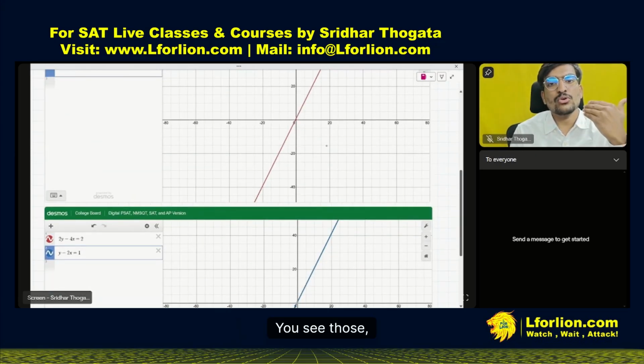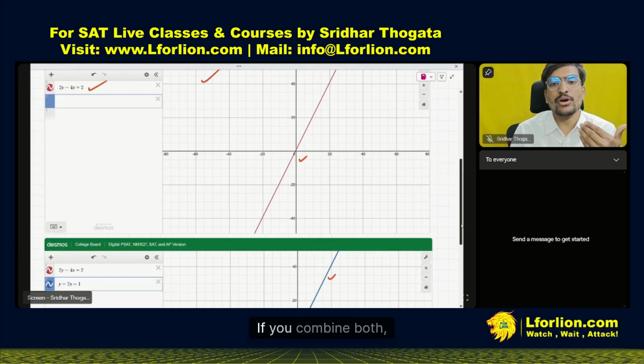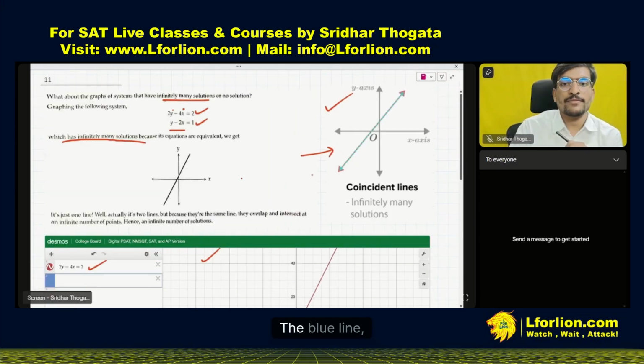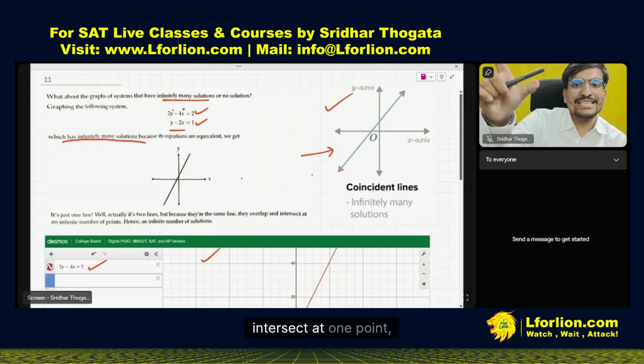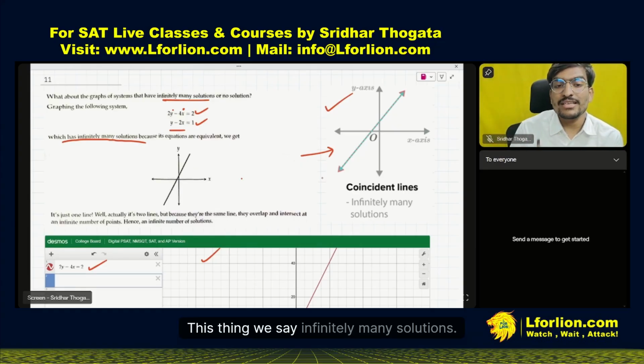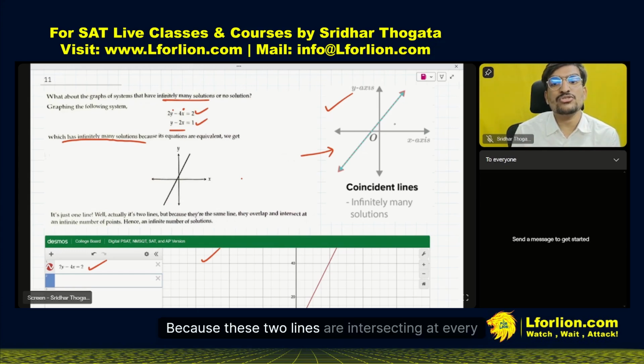You see these two graphs, these two lines are similar. They are exactly at the same points. If you combine both, you'll get this kind of graph. The blue line and red line intersect at all the points. This is what we say is infinitely many solutions. These two equations have infinitely many solutions because these two lines are intersecting at every point.